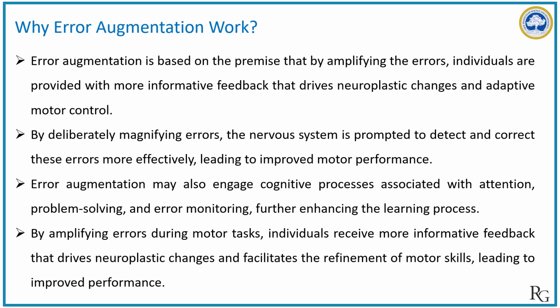Because the error looks bigger, the person becomes more aware of it. Their brain engages more effectively in trying to solve the problem, adjusting the reach, refining the angle, or modifying the error. Over time, this repeated effort to correct the amplified error leads to better control and stronger motor learning.